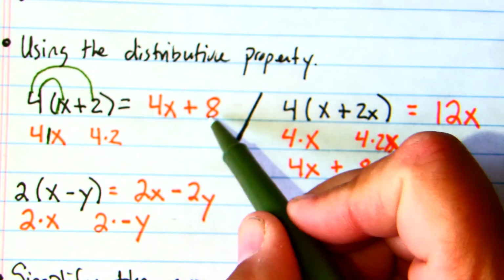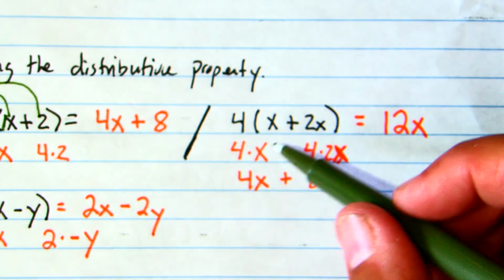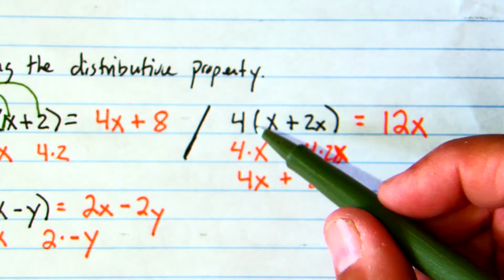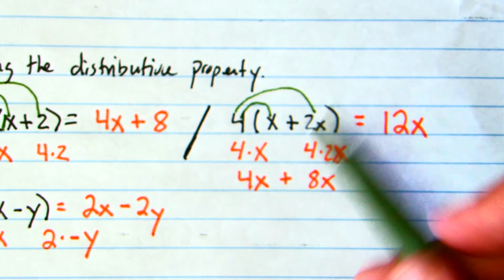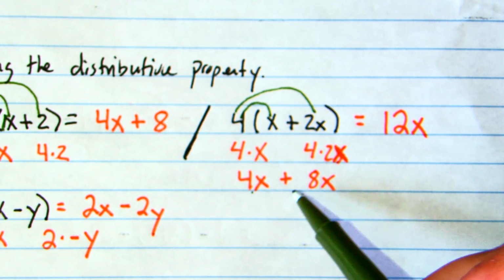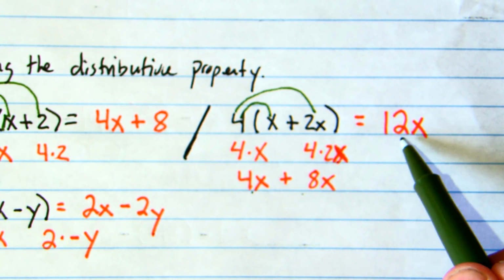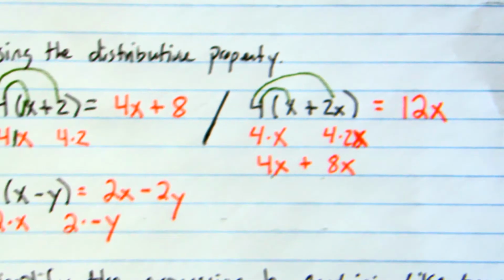And I can't add 4x and 8 because they're not like terms. Also over here, x plus 2x, we could distribute it and say 4 times x and 4 times 2x, and I'd get 4x plus 8x, which those are like terms, and I can add to be 12x, using the distributive property in order to do that.